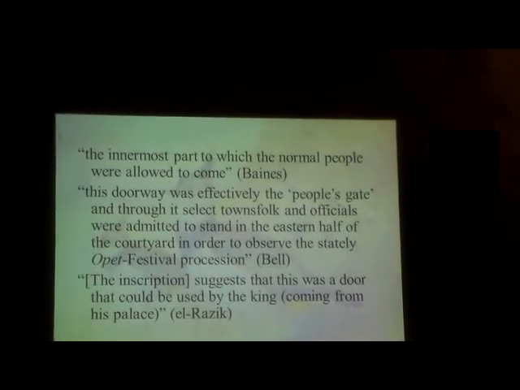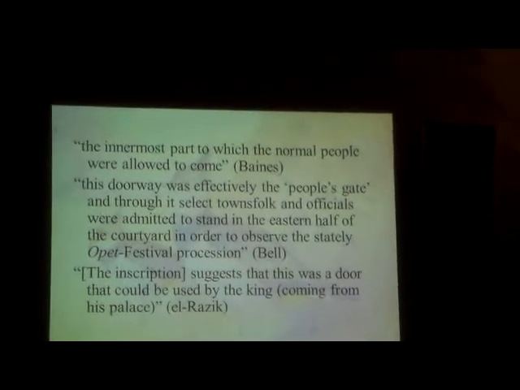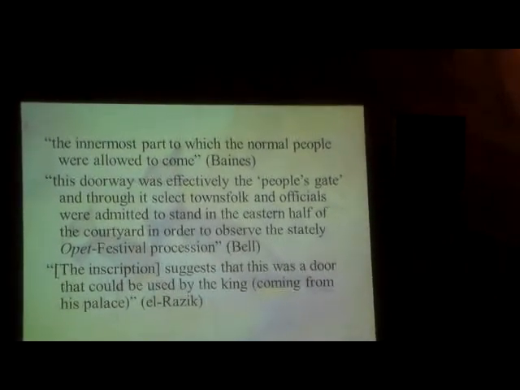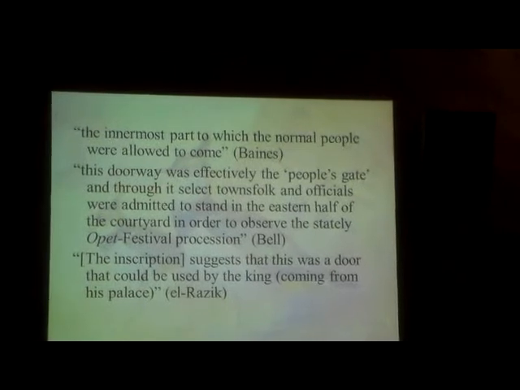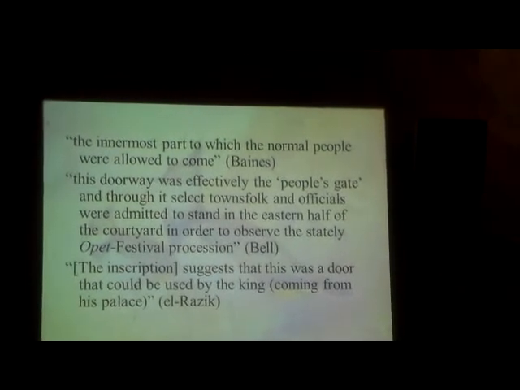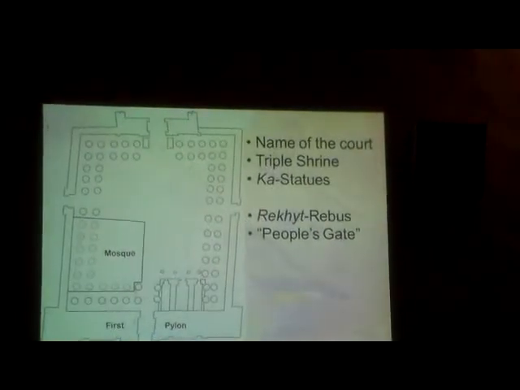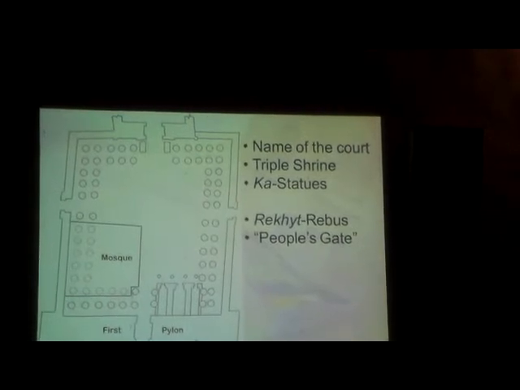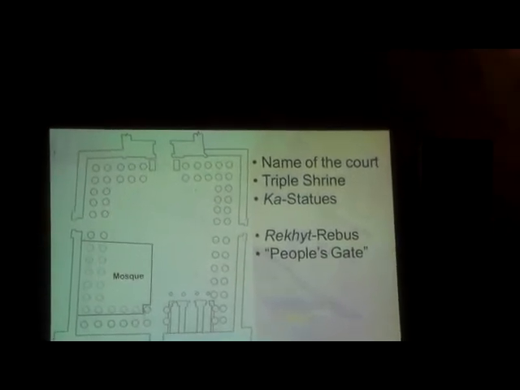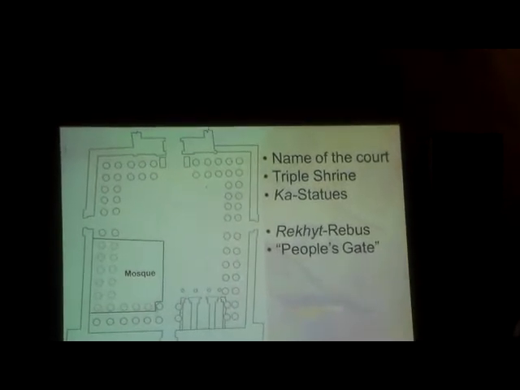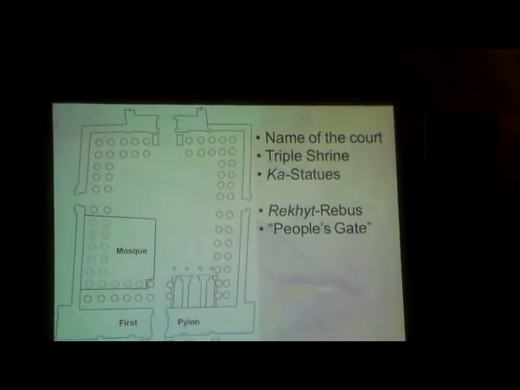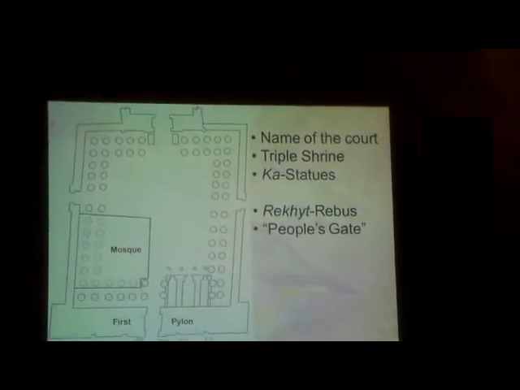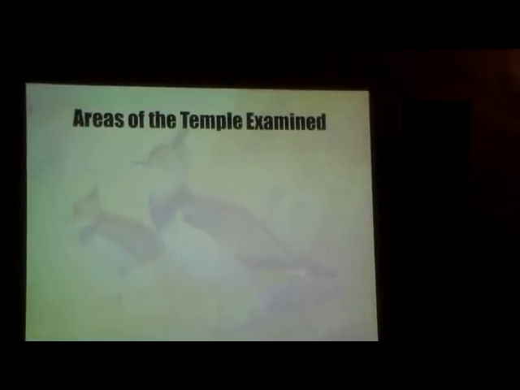So it seems really that everyone suggests that if you have the rebus, it's an area where the rekhyt people could go, or if you have these doorways, either the frieze or the inscription, it's also where the rekhyt people could go. As I said, while that fits very well in Luxor Temple, and there's no doubt that this courtyard was accessible, all the evidence points to it, but do these last two, the rekhyt-rebus and the People's Gate, are they indicators of accessibility? Are they indicators of access to temples? Well, we'll look at other examples now.